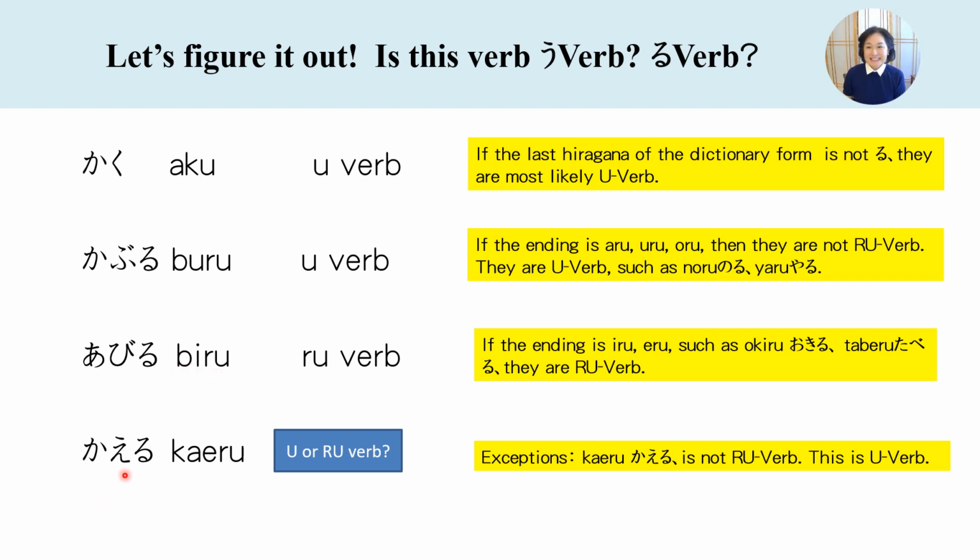How about this last one? Kaeru. Is this U or Ru? It is a U verb because it is one of those exceptions. It disguises as a Ru verb, but it is a U verb.